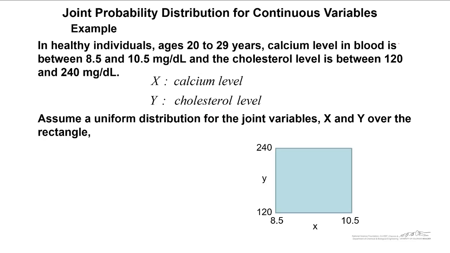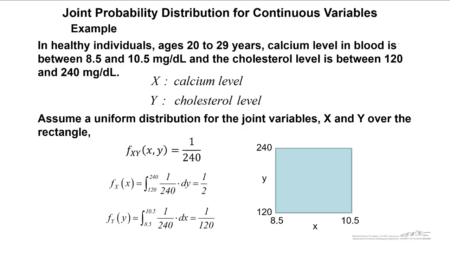Let's revisit an example from a previous screencast. We had this uniform joint distribution. Calcium level can vary between 8.5 and 10.5 mg per deciliter, cholesterol between 120 and 240. We found that the joint probability distribution function is just 1 over 240. It has no dependence on y nor x because it's a uniform distribution. We found that the marginal probability density function of x was 1/2, and that of y was 1 over 120.